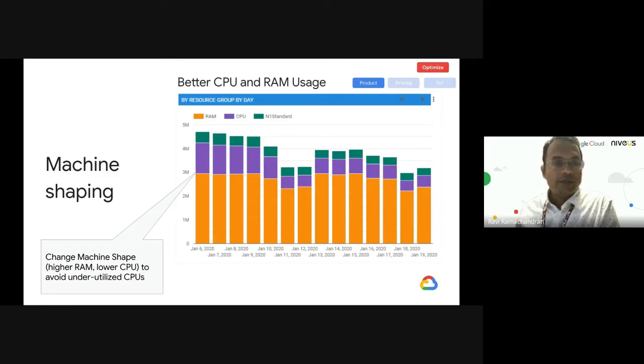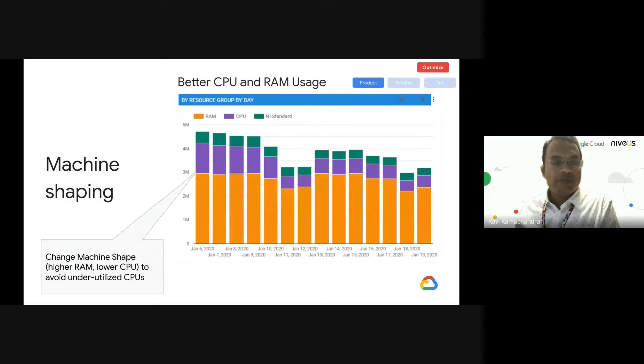So here it shows RAM and the CPU on the extreme left, and you realize that the CPU, which is purple in color, is underutilized, but the RAM is fully utilized. Since you have done lift and shift, this is an example of lift and shift from on-premise to the cloud, and you can see that the RAM is fully utilized, but the CPU utilization is far less than needed.